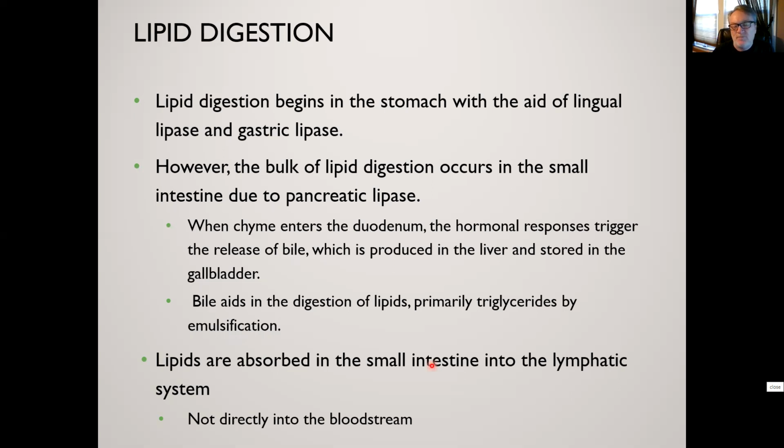Then the lipids also get absorbed very quickly from the small intestine, but instead of going directly into the bloodstream, lipids go into the lymphatic system, which is actually part of our immune system. But this is one of the specialized functions of the lymphatic system, because lipids will not dissolve into the blood very well, since the blood is mostly water. So the lymphatic system has some specialized transporters that allow it to pick up and carry the lipids. And then eventually the lymphatic system will deposit those lipids into a major vein in the body.